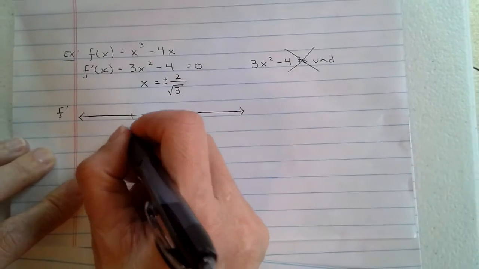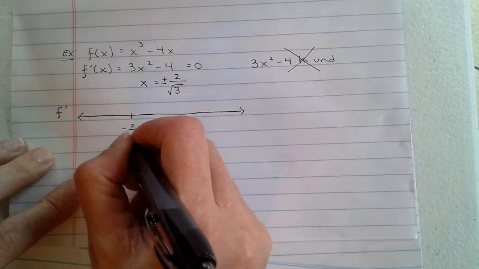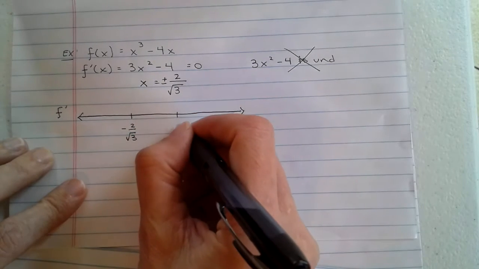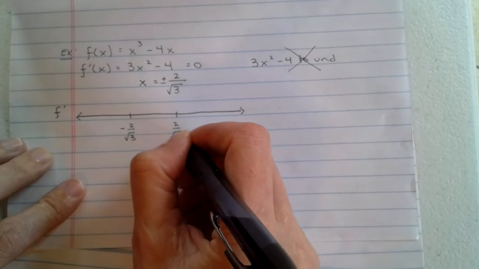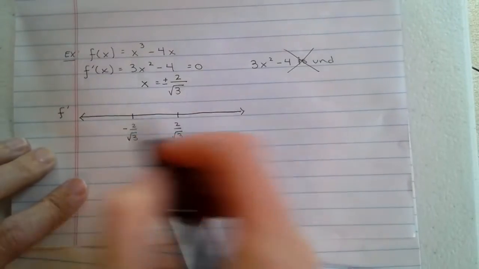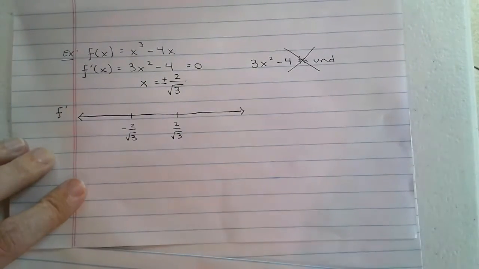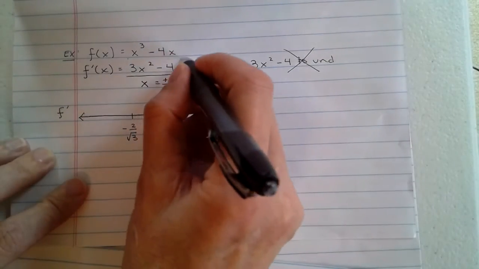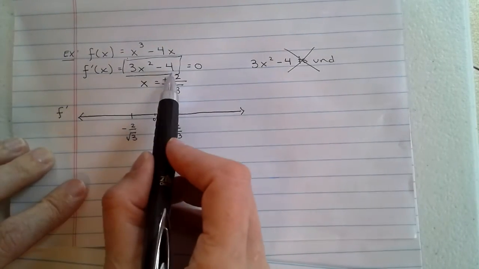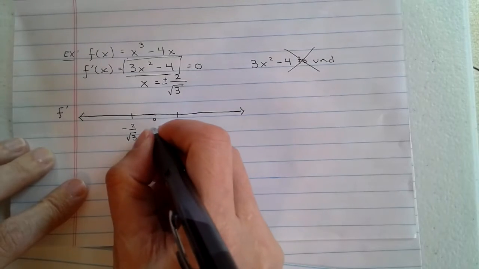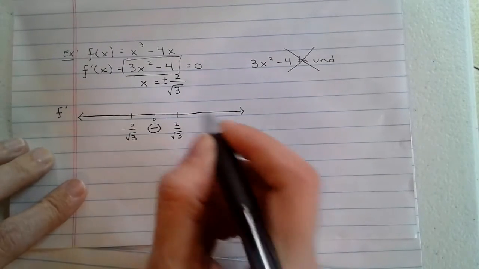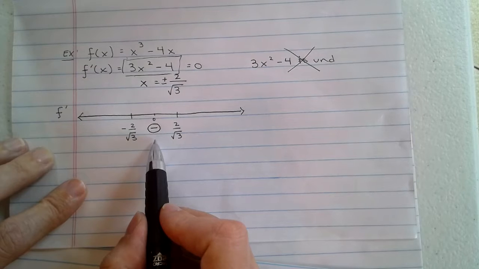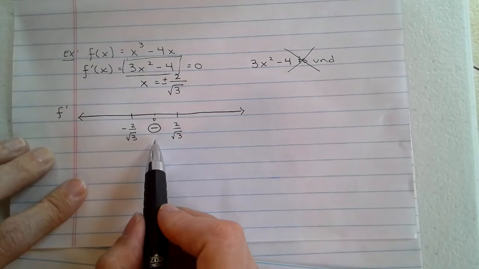All right, so I'm just going to put my negative 2 over root 3 here, and my 2 over root 3 here, and we're going to just kind of plug in some values. I know that right in between here is 0, so if I plug a 0 in here, I get 0 minus 4. That's negative, so the slope of our function f, its derivative, is negative here, so our function is going downhill there, it's decreasing.